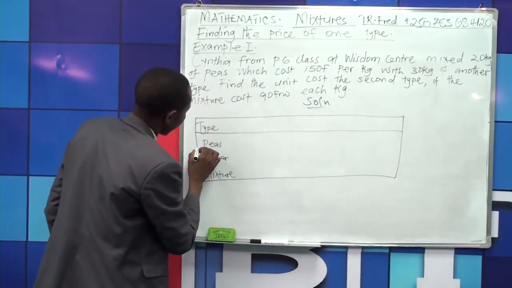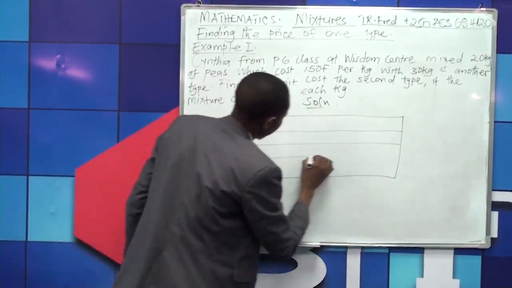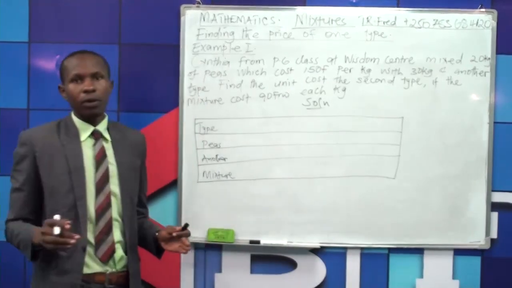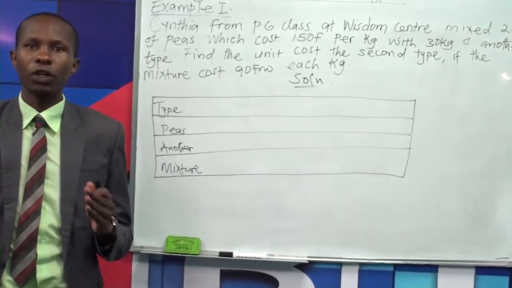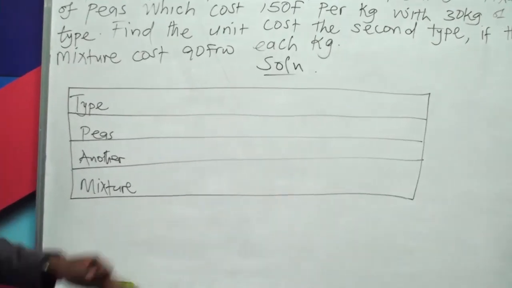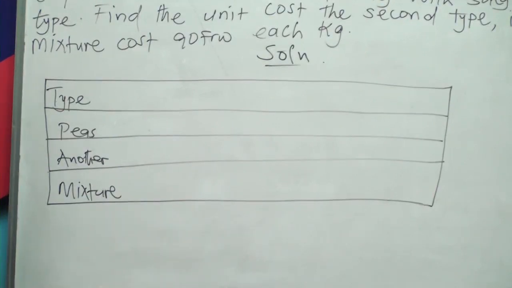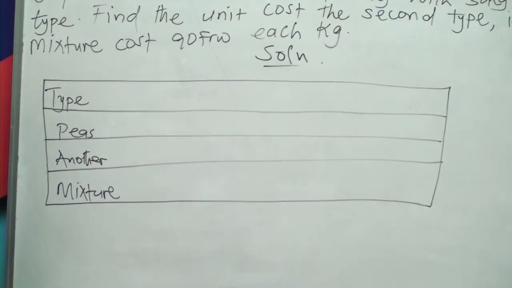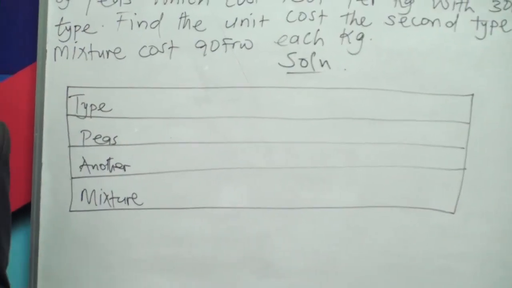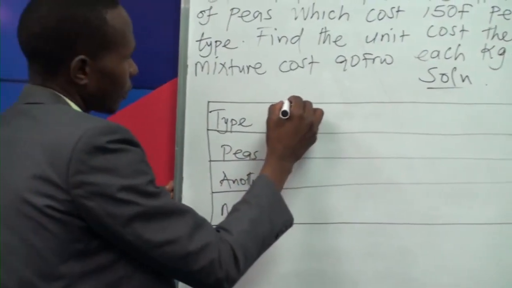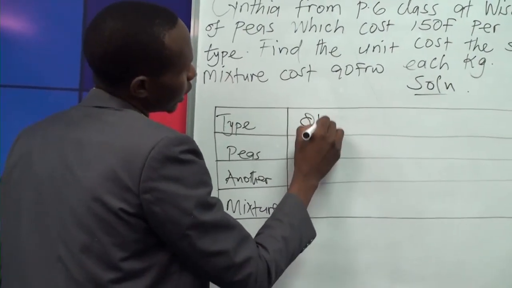After underlining this, after making my table, I'll now be required to identify the quantity of each item. We need to identify the quantity of peas that we're given. At the same time, we need to identify the quantity of the other type of peas which was not specified. So we shall come here and say, after type, we shall look for quantity.